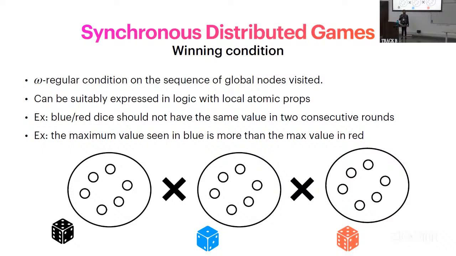So this is the game setting. You have an architecture, and in each of the locations in the architecture there is some finite set of values that it can take, and an objective which is given by an omega regular condition on the global state sequences that you are going to visit. And the players play as a team. Is the game clear to everyone?